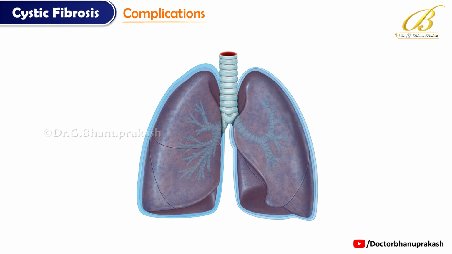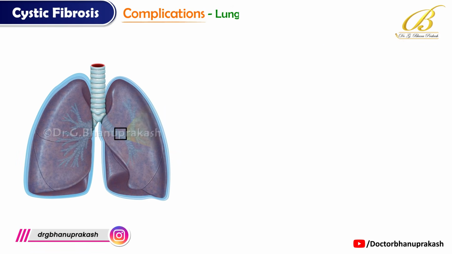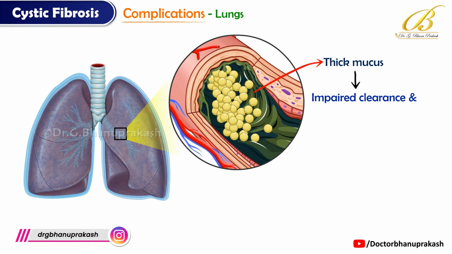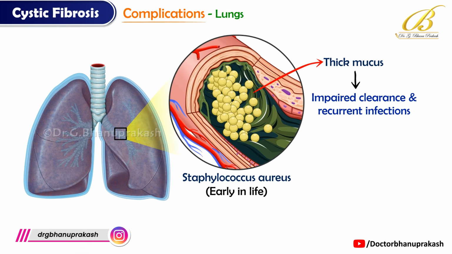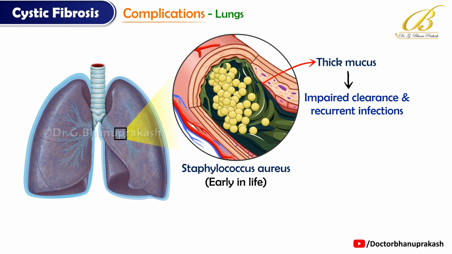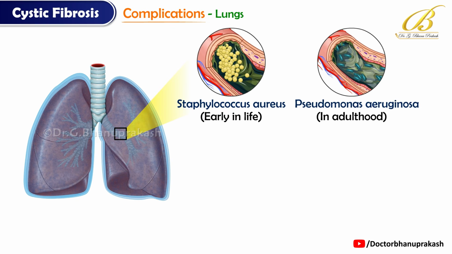Now, complications by organ system. In the lungs, thick mucus causes impaired clearance and recurrent infections. Early in life, common organisms include Staphylococcus aureus, and later, especially in adulthood, Pseudomonas aeruginosa becomes prominent.